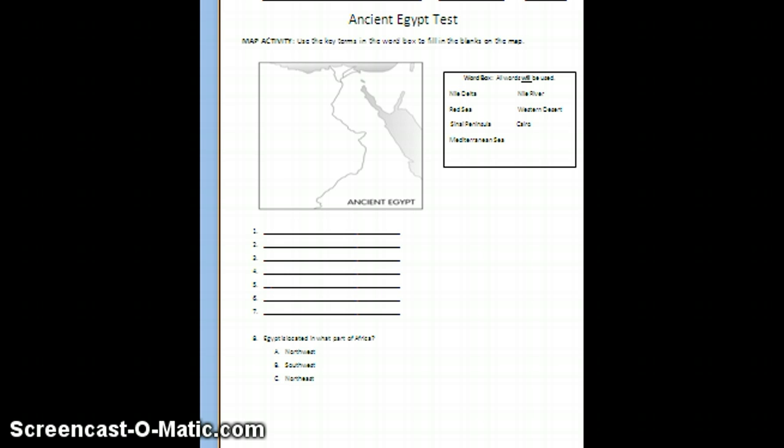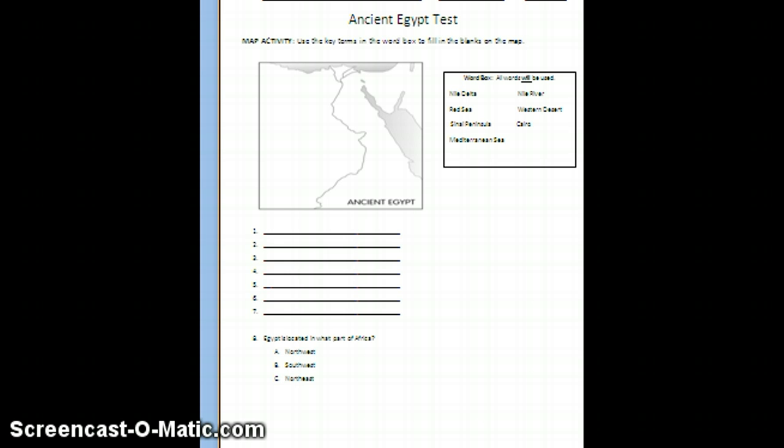Number 19. Which pharaoh united Upper and Lower Egypt? A. Tutankhamun. B. Menes. C. Khufu. 20. After each flood, the Nile River deposited blank, enabling the land to remain fertile. A. Silt. B. Papyrus. C. Salt.